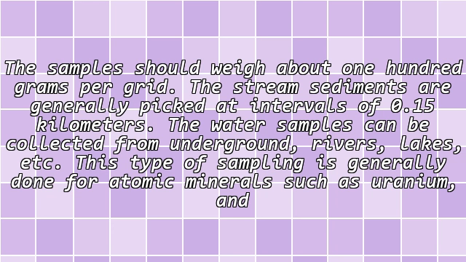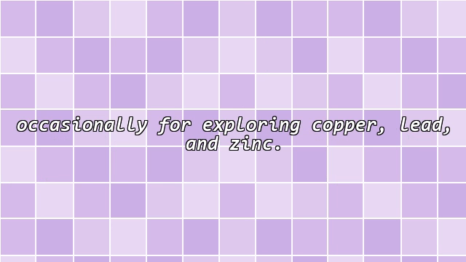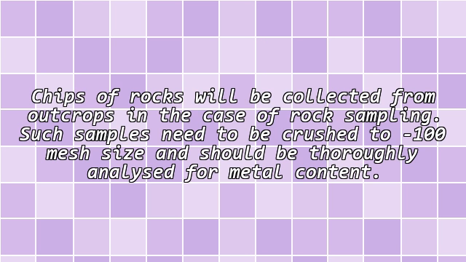The water samples can be collected from underground, rivers, lakes, etc. This type of sampling is generally done for atomic minerals such as uranium and occasionally for exploring copper, lead, and zinc. Chips of rocks will be collected from outcrops in the case of rock sampling. Such samples need to be crushed to -100 mesh size and should be thoroughly analyzed for metal content.